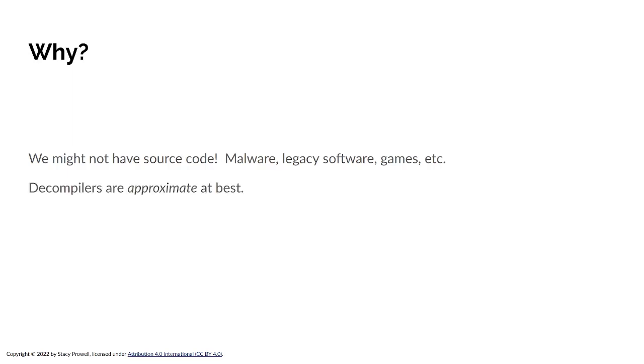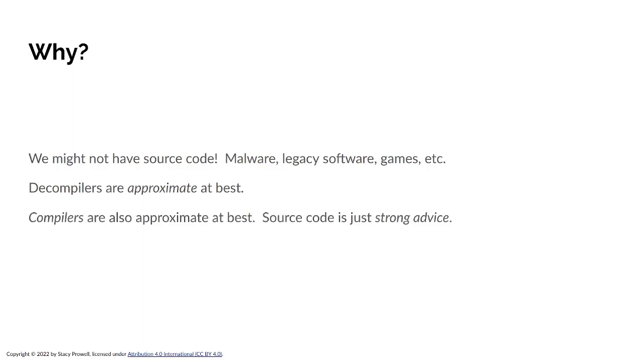Decompilers are approximate at best. Decompilers try to take machine code and turn it back into a high-level language. Ghidra has one. Hex-Rays has one. You can download Ghidra for free, grab a piece of code, point Ghidra at it, and see what you get out. What you'll get out will be an approximation in C of what's really going on.